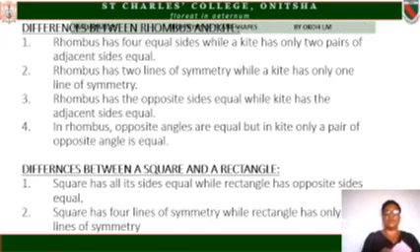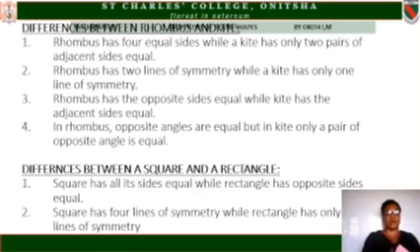Then number 2, a rhombus has 2 lines of symmetry, while a kite has only 1 line of symmetry. Then number 3, a rhombus has opposite sides equal, and a kite has adjacent sides equal. Then number 4, in a rhombus, opposite angles are equal, but in a kite, only a pair of adjacent angles is equal. This angle here is equal to this angle here, and this one is equal to this one. But in a kite, only these 2 angles are equal. This angle here is not equal to this angle here.